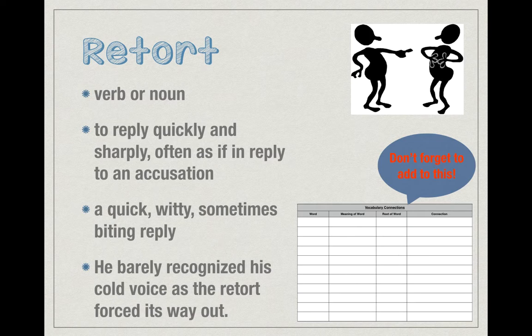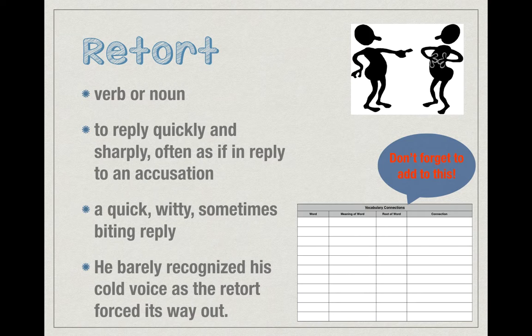If you're going to use it as a verb, it might sound something like this. When the ventriloquist told her dummy, "You're not very bright today," the figure retorted, "Look who's talking." In that sentence, it's used as a verb.